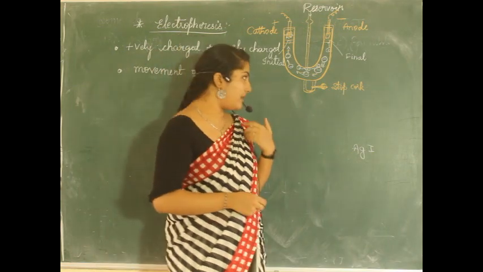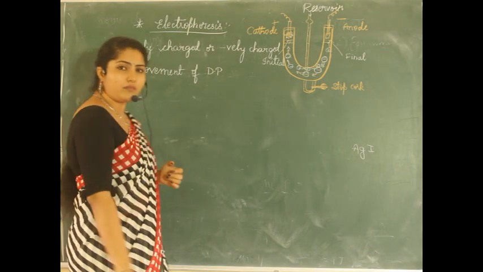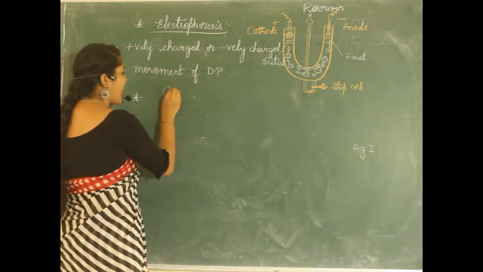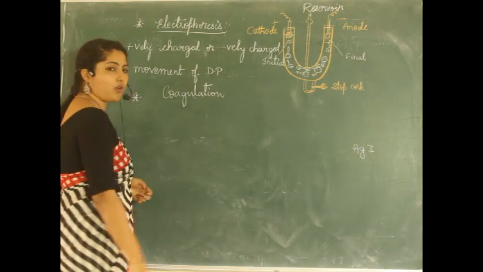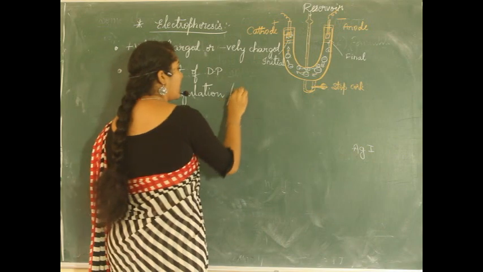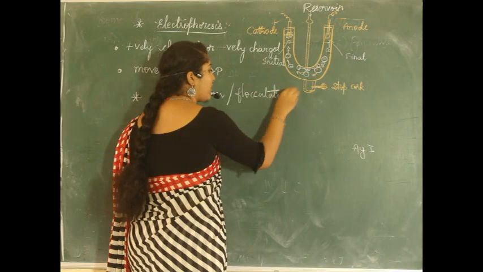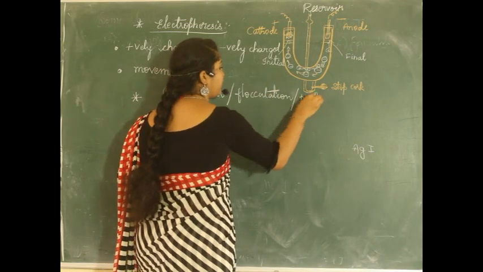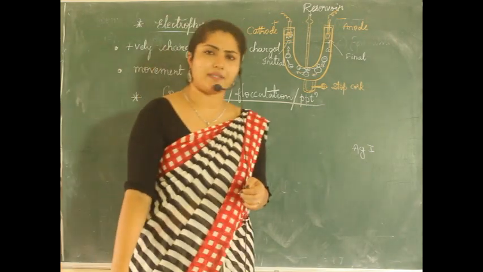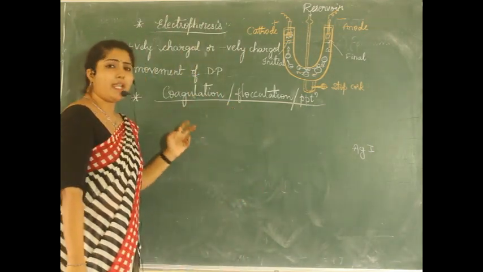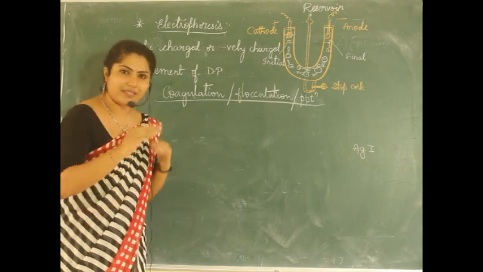Now next let's move on to the next very important property of colloids, called coagulation. Coagulation is also called flocculation, or it is also called precipitation. What happens here? In coagulation or precipitation, you have an idea. Precipitate means something which settles down.